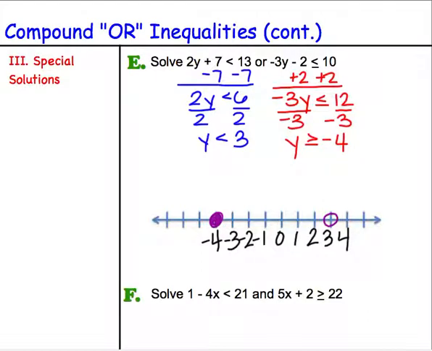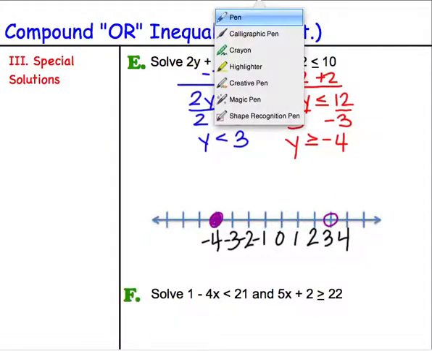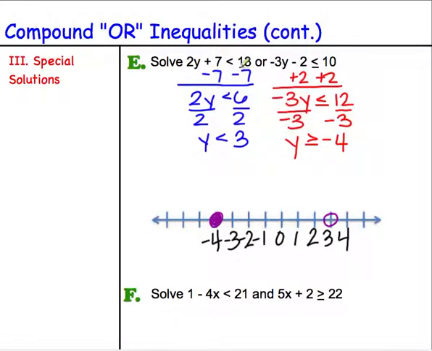When I do my shading, I'm going to highlight in 2 different colors to help you see the overlap here. So we have y is less than 3, which is going to be this way, which goes through -4. Then we also have y is greater than or equal to -4.